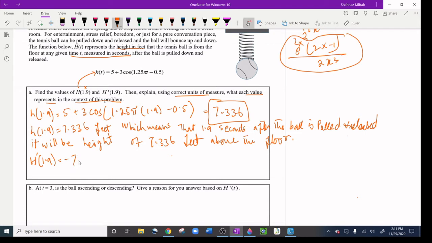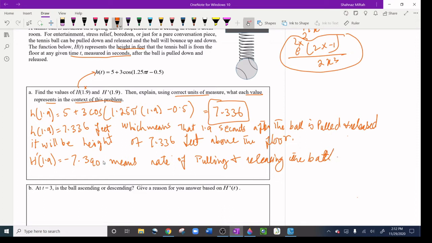It's negative 7.390, which means the rate of pulling and releasing the ball.